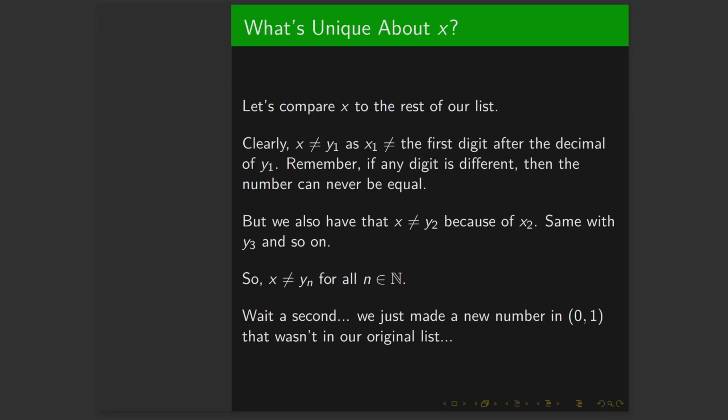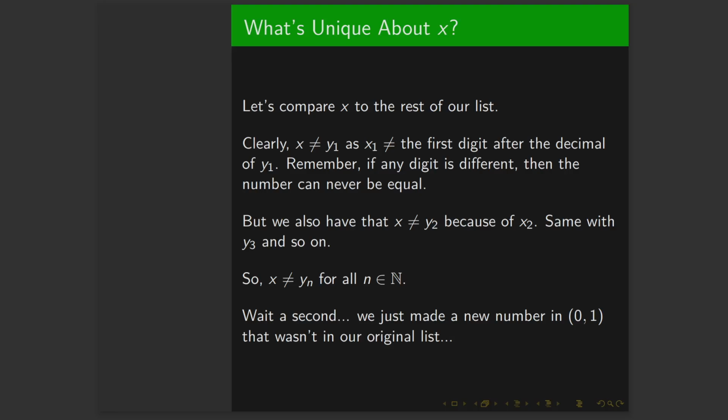And you're like, what's unique about x? Why is this such a big deal? Well, x is not equal to y1 because x1 is not the same as the first digit after the decimal of y1. Remember, if any digit is different, then of course the numbers can never be equal. But then x is not equal to y2 either because the second digit differs between x and y2, and the third digit differs between x and y3, and the fourth digit differs between x and y4. So wait, this just shows that x is not equal to any of the numbers that we listed. So it's not equal to yn for every single natural number.